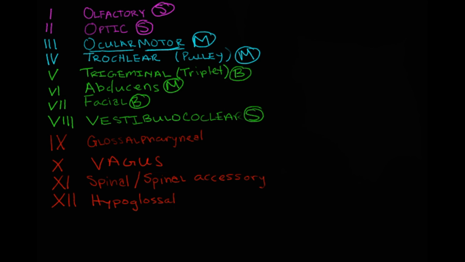Glossopharyngeal, the main priority of this one is to help you swallow, the upper muscles of swallowing. But it does have sensory as well. It helps with blood pressure. Vagus nerve is both as well. Spinal accessory is generally motor for your sternocleidomastoid and your trapezius. And hypoglossal is generally motor.